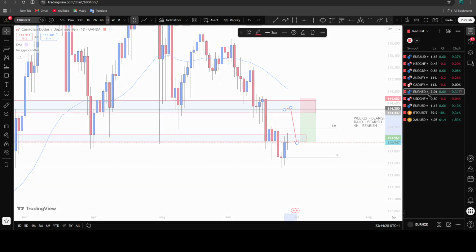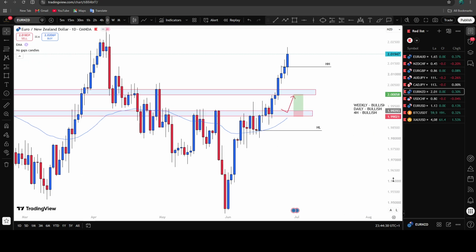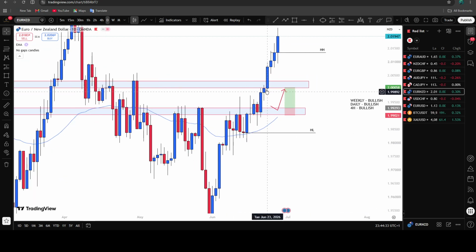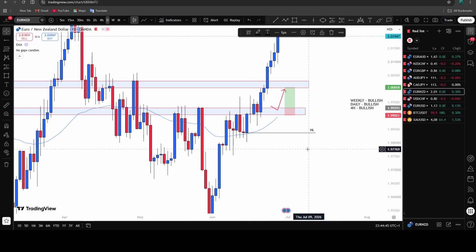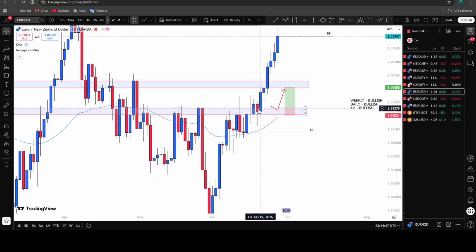So moving on to Euro NZD. Euro NZD is the same thing. We were here, higher high and higher low. You see, as the candle keeps going, I make sure I update it. So I was waiting for a pullback to this place. So this was a higher high here and this was the higher low. So I was waiting for a pullback, rejection candle to take the trade up. Price never retraced. I never took the trade.